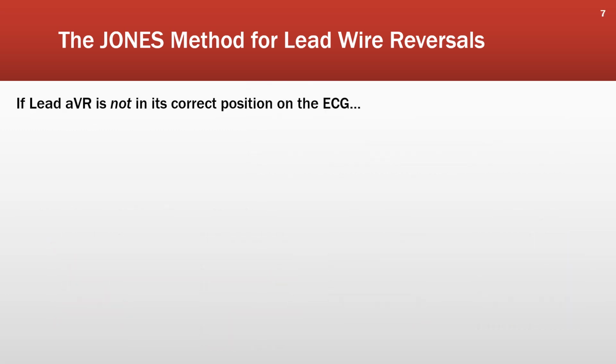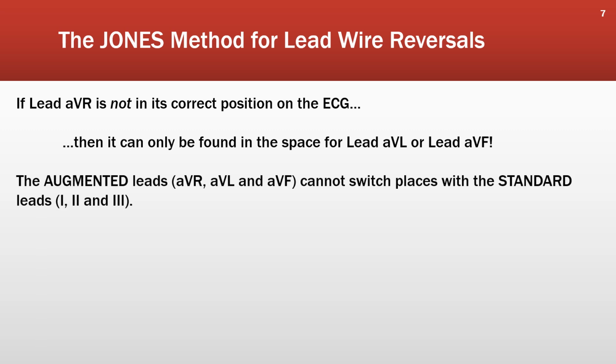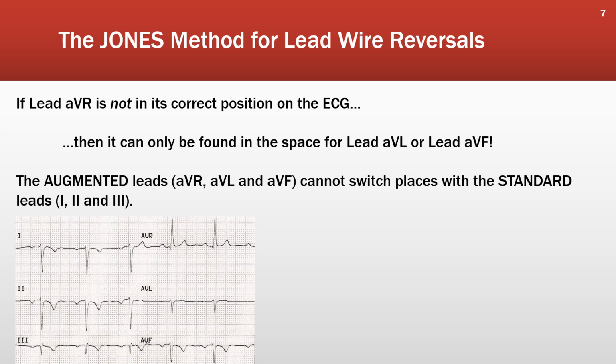Now, if lead AVR is not in its correct position on the ECG, then it can only be found in the space for lead AVL or lead AVF. The augmented leads, which are AVR, AVL, and AVF, cannot switch places with the standard leads, 1, 2, or 3. Let's take a look here. This is not lead AVR. Lead AVR cannot switch places with lead 1. It can only switch places with AVL and AVF.